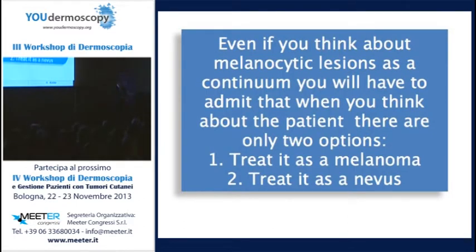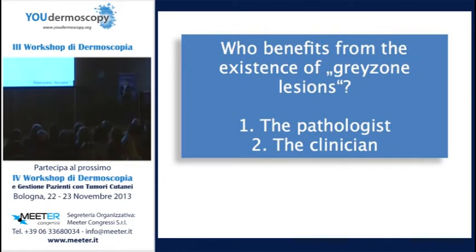Now, even those who think that melanocytic lesions are a continuum between good and bad will have to admit that when you come to decide what to do with a patient, there are only 2 options. There are not 3 or 4 options. You have to decide: treat it as a nevus or treat it as a melanoma. So the question is what to do with terms like SEMPUS, MELTUMP, or STUMP. Who will benefit from these terms? Is it the pathologist? Is it the clinician? Or is it the patient? Well, I say the only one who has a benefit from this term is the pathologist. Why?